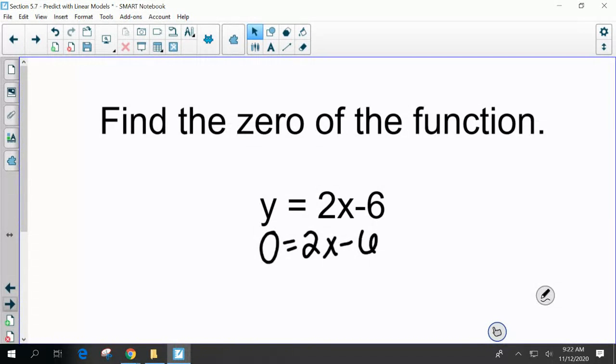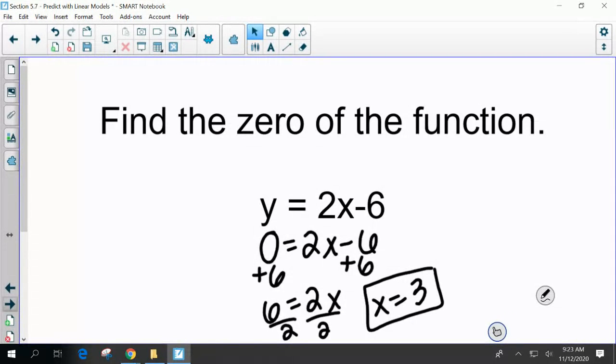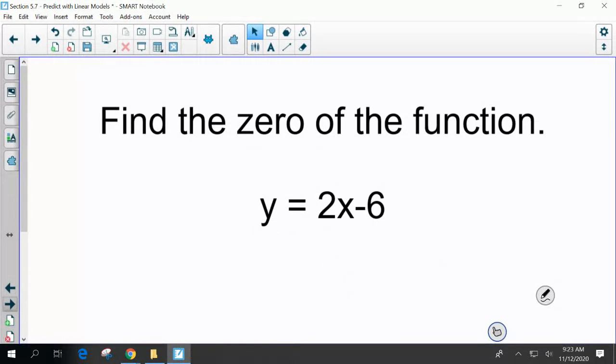So you have a two-step equation. So 6 equals 2x. So x would equal 3 would be your answer. Okay, so I would like you to try this one on your own. So you're substituting 0 for y and solving for x.